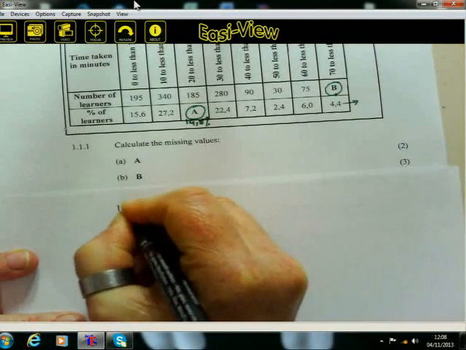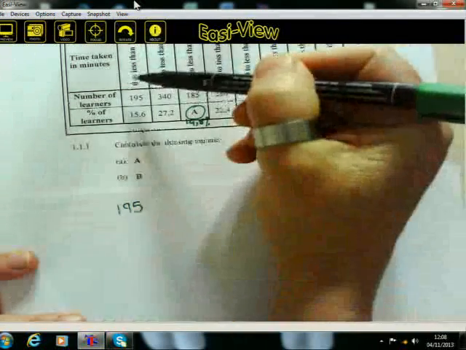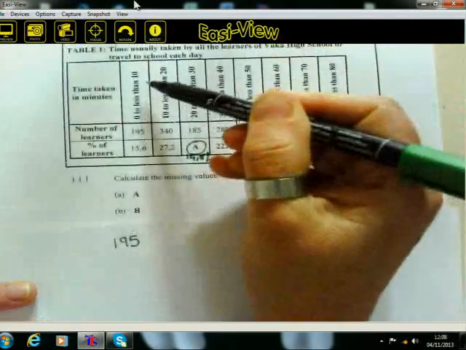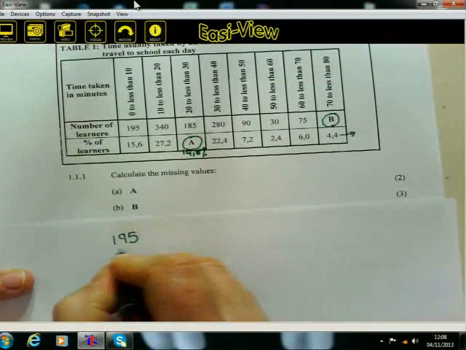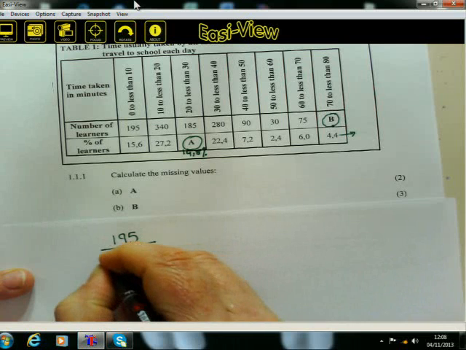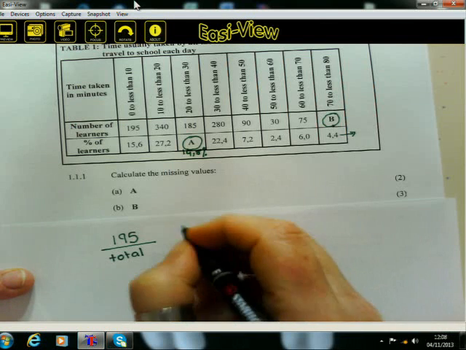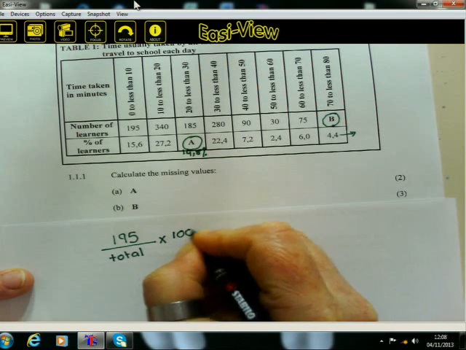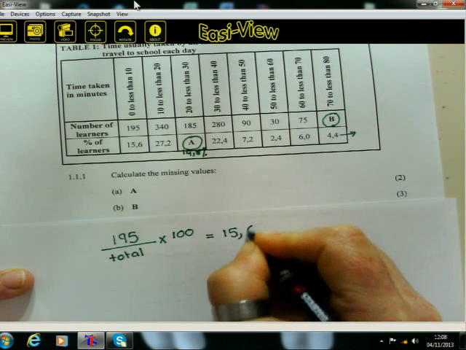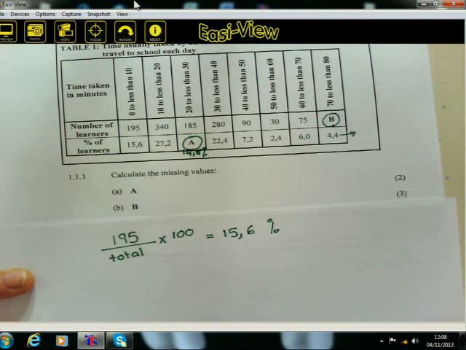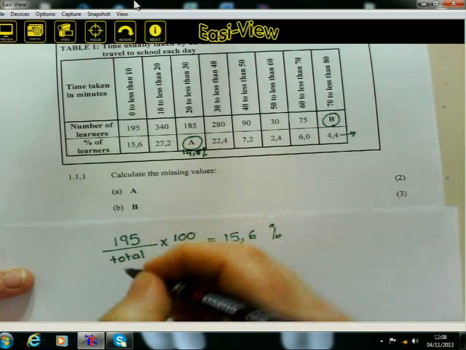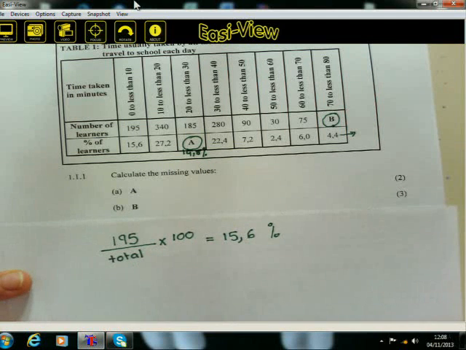If, for example, you think of 195, which is the number of learners who take 0 to less than 10 minutes to come to the school, that 195 over the total amount of learners in the survey, multiplied by 100, will give you 15.6%. Okay? If I take the 195, divide it by the total number of learners, and multiply it by 100, I should get the answer of 15.6%.